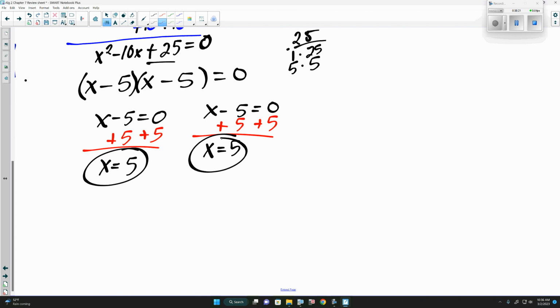And with any of them, just go on and circle your answer. So if you have it circled twice, that's fine. Circled once, that's fine, because it is the same answer.